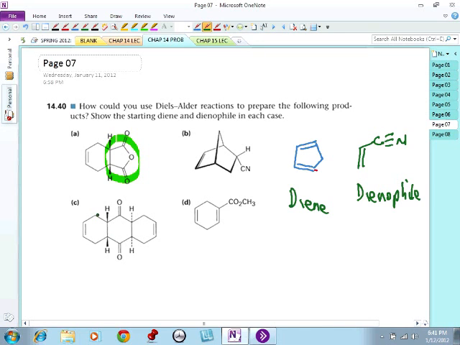Let's do C. I will tell you for C, there are a couple of Diels-Alder reactions. You can see now, you begin to see the importance of the Diels-Alder reaction. It does allow us to form very complicated molecules. Okay, so let us try C.